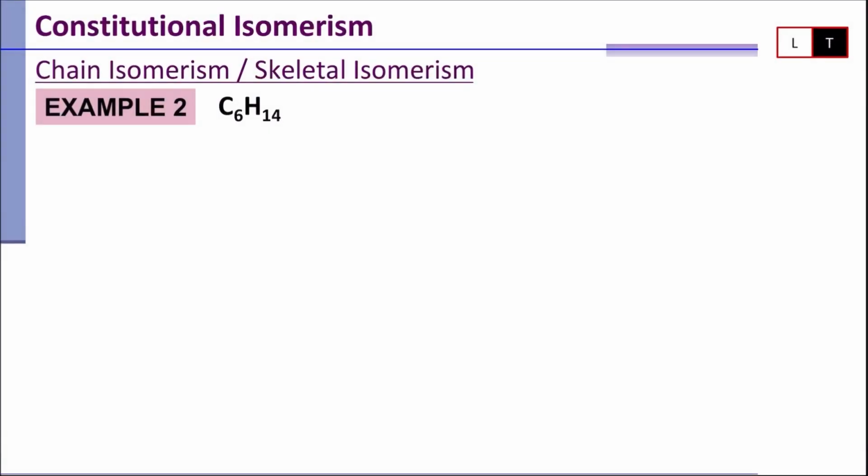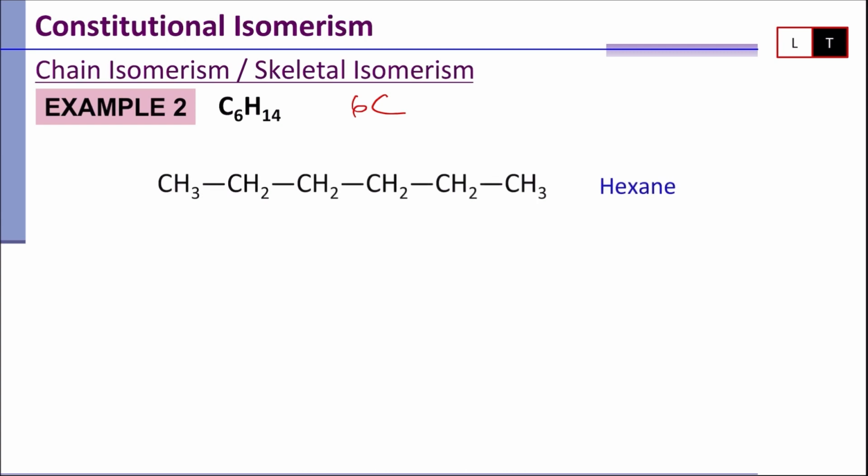Let's try next example. Kita ada C6H14. So the longest carbon chain will be 6 carbon. So kita mula dengan 6 carbon straight chain. So ini adalah saya punya first isomer, namanya hexane. Saya akan label sebagai A. Pastikan awak label isomer awak.